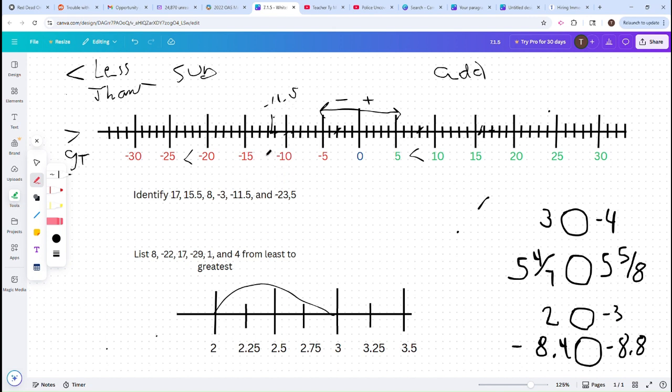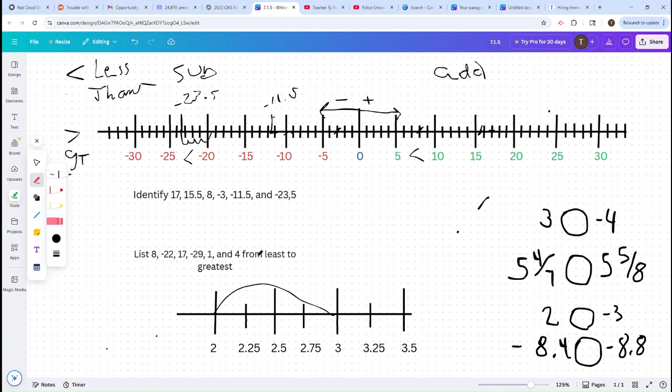And negative 23.5, way out yonder. Negative 20, negative, how's that happening? That's weird. So negative 20, negative 21, negative 22, negative 23, negative 23.5. There we are. Let's go. If you have a 0.5, just put it between the two numbers there.